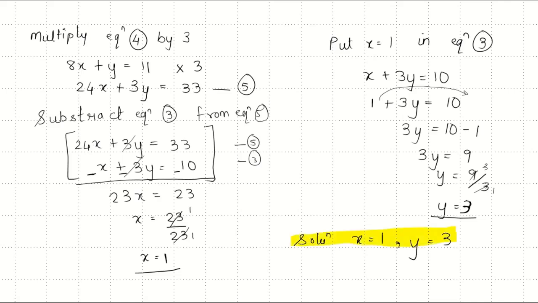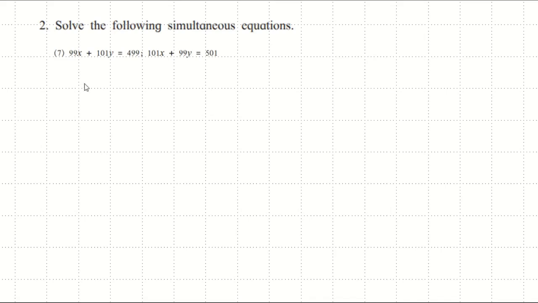Let us take another question. Simultaneous equations. We need to solve the seventh equation from question number 2. Write down both the equations here. 99x plus 101y is equal to 499 and 101x plus 99y is equal to 501.